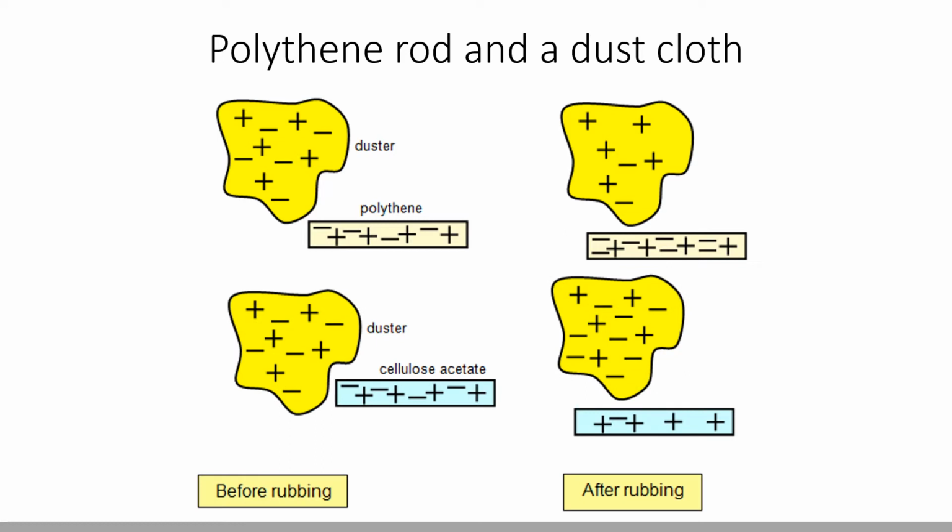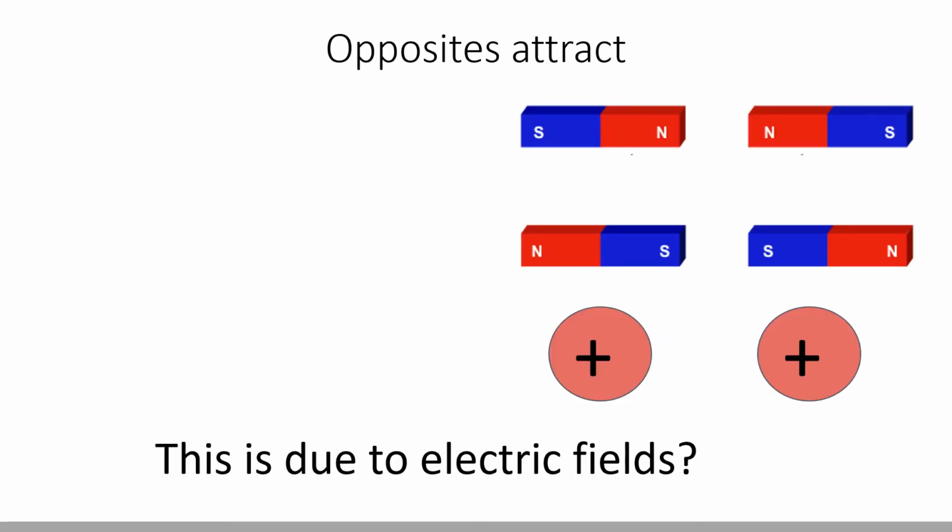With an acetate rod, it tends to lose electrons, and therefore the duster becomes negatively charged and the rod becomes positively charged. So remembering that opposites attract and likes repel. So the magnets in the top and the bottom, if the norths are facing each other, they will repel. If they were turned around, they would attract.